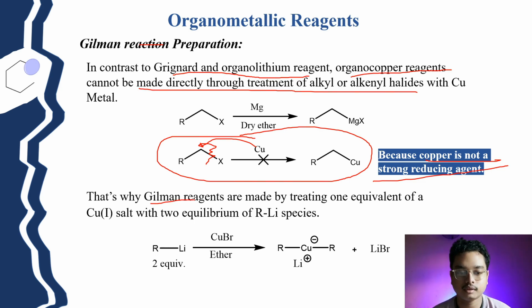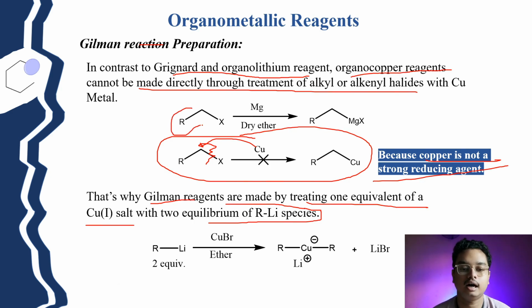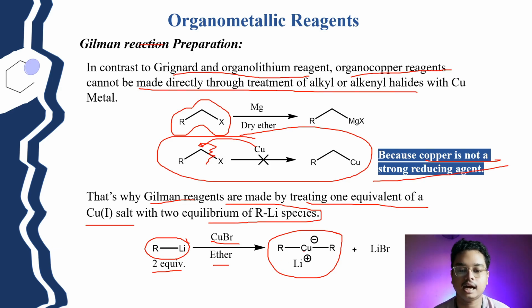That's why Gilman reagents are made by treating one equivalent of a copper salt with two equivalents of organolithium species. Initially the alkyl halides are treated with lithium to make the corresponding organolithium compound. Now two equivalents of organolithium react with copper bromide in the presence of ether solvent to generate the Gilman reagent, R2CuLi, and this is the composition of the Gilman reagent. Lithium bromide salt is the byproduct of this reaction. So this is the Gilman reagent.